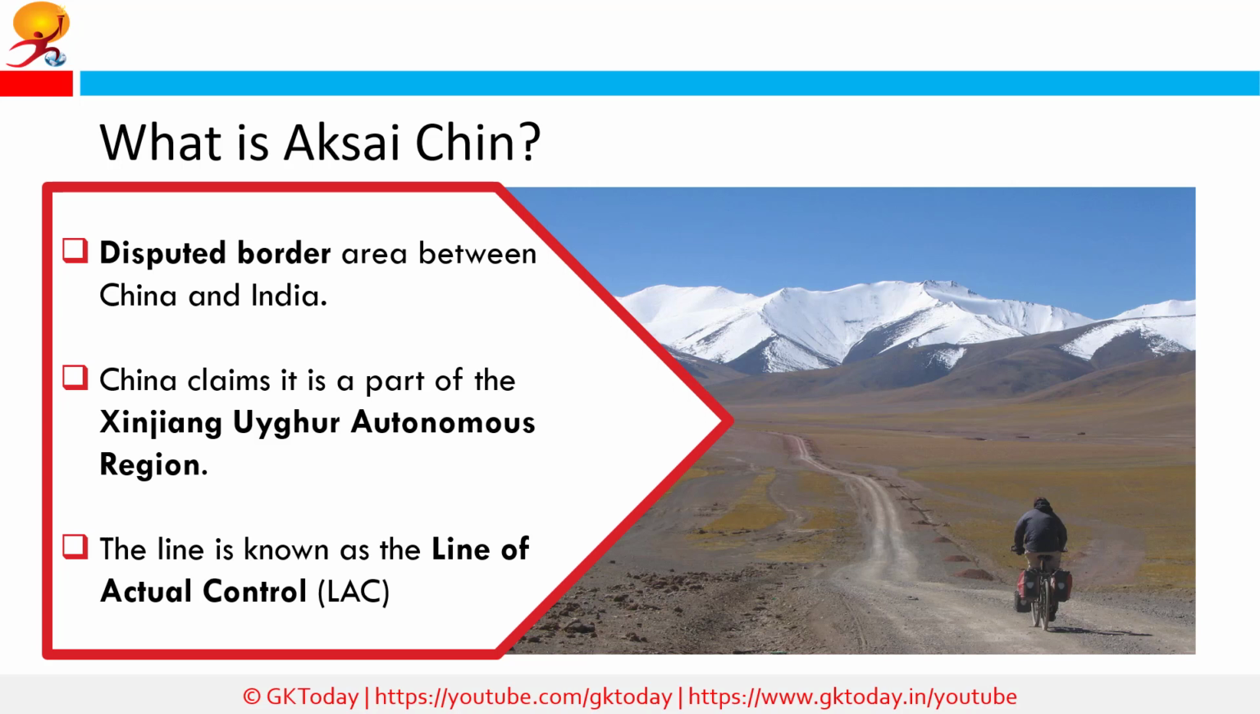Aksai Chin is a disputed border area between China and India. It is one of the two largest disputed border areas between China and India. India claims Aksai Chin as the easternmost part of Jammu and Kashmir state, now in Ladakh Union Territory. China claims that Aksai Chin is a part of the Xinjiang Uyghur Autonomous Region. The line that separates Indian administration areas of Jammu and Kashmir from Aksai Chin is known as the line of actual control and is concurrent with the Chinese Aksai Chin claim line.